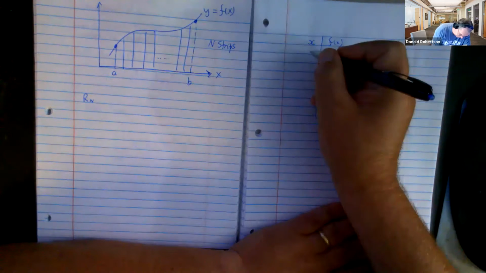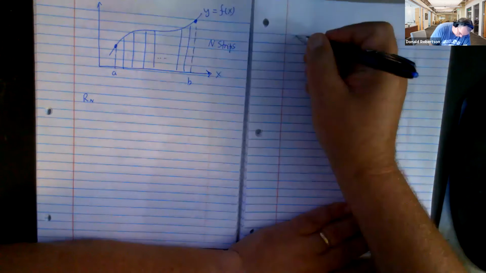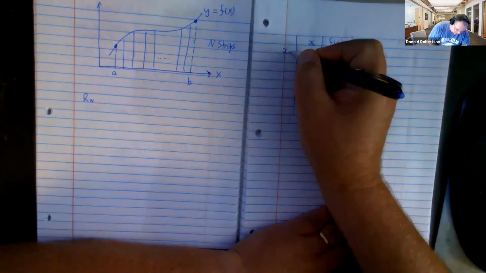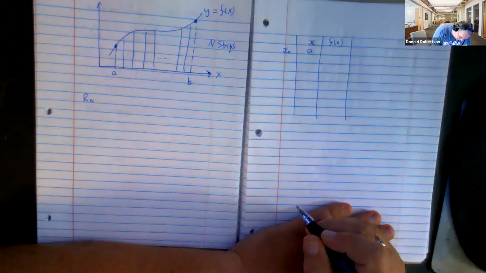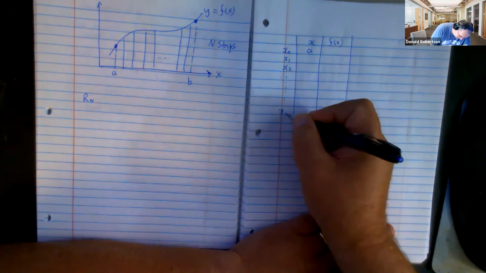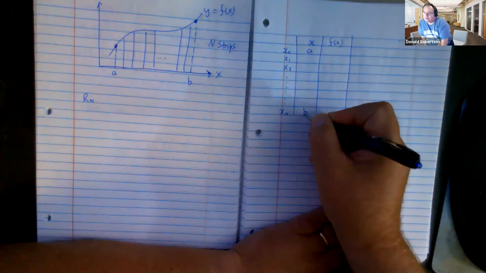And I'd start at A. And isn't A called x0? And then the next guy would be called x1. The next guy would be called x2. And wouldn't you finish at xn and he'd happen to be B? Agreed?